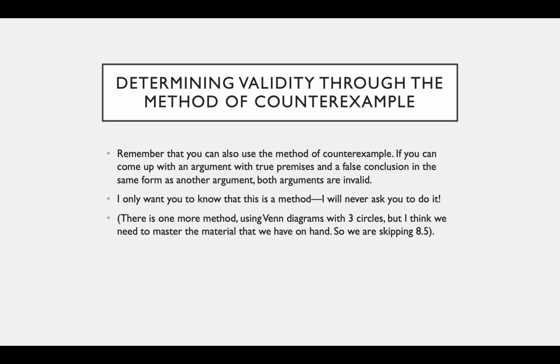There is another method using Venn diagrams with 3 circles. We've only used 2 so far, but I don't think we're going to do that. We need to master the material that we have looked at already. So we are skipping 8.5.